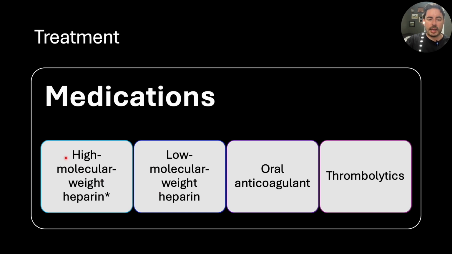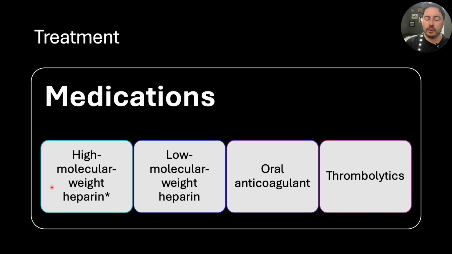High molecular weight has been what we have used for years and years. This is the unfractionated heparin, and it's been the mainstay for an acute PE for a really long time. With the high molecular weight heparin, we have to get those bleeding or clotting time values.